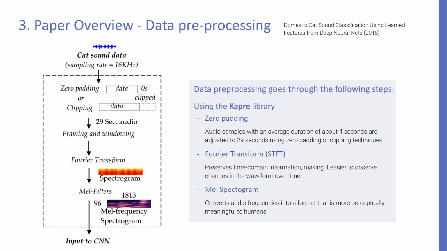First, in the pre-processing stage, audio samples with an average duration of about 4 seconds are adjusted to a uniform length of 29 seconds using zero padding or clipping. Next, a Fourier transform is applied to preserve time domain information. Finally, the audio is converted to a Mel spectrogram, which serves as an input to the CNN.